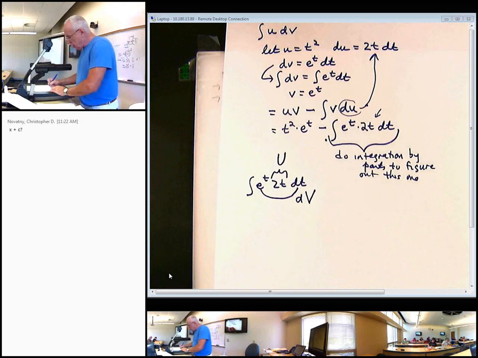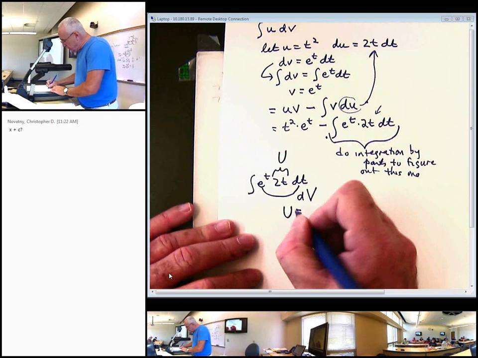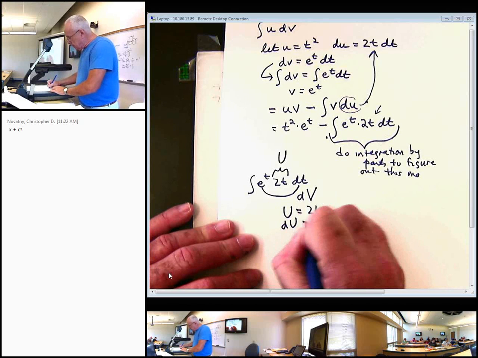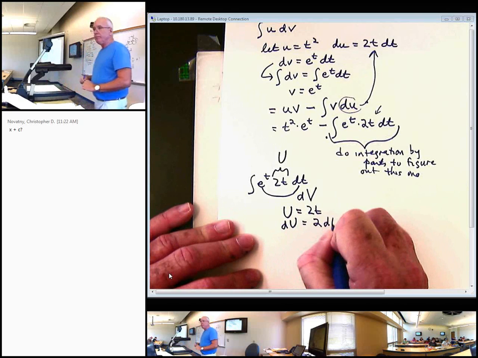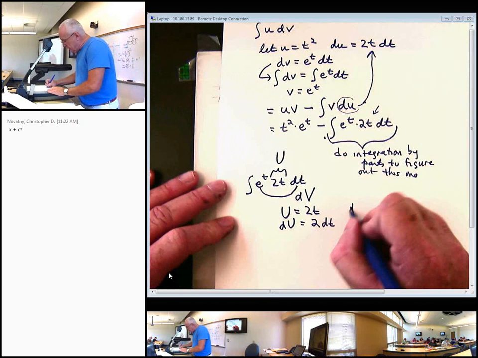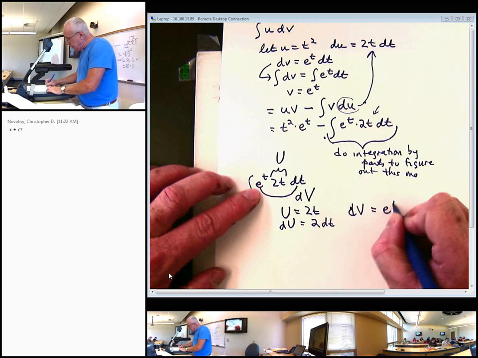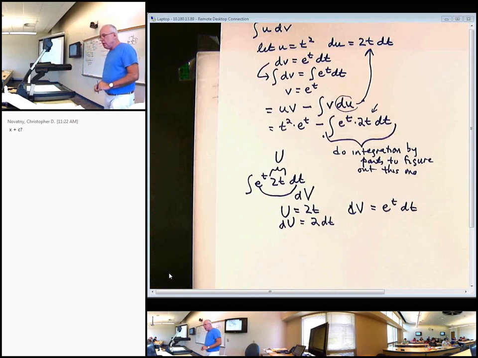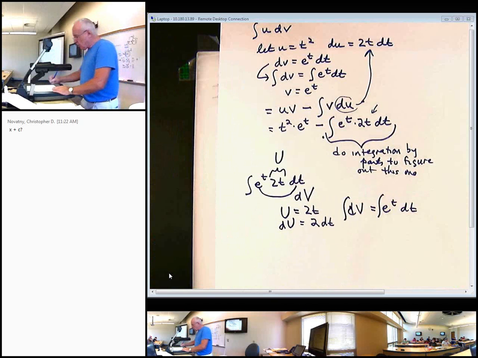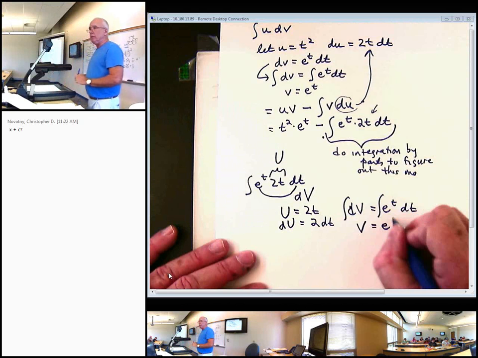All right. So we've got u is equal to 2t, so the derivative du is going to be 2 times dt. Now we've got our dv is equal to e to the t dt, just like it was previously. And we do the antiderivative again. So therefore v, capital V, is again equal to e to the t.